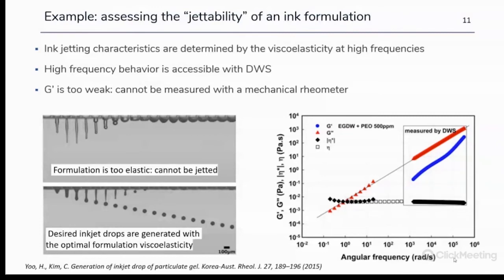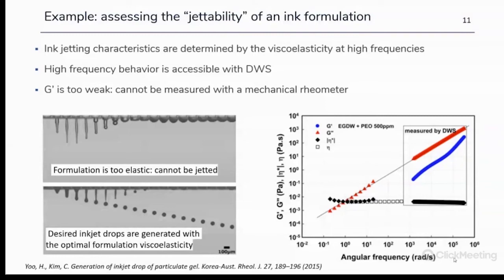In the lower example, the formulation has the desired viscoelasticity and in fact generates drops. So in this system, the viscoelasticity was optimal and allowed for the correct jetting of this formulation. How do we know if the formulation is optimal? We can look at DWS measurements for which the high frequency behavior is indeed accessible.